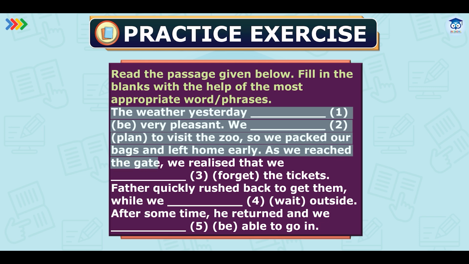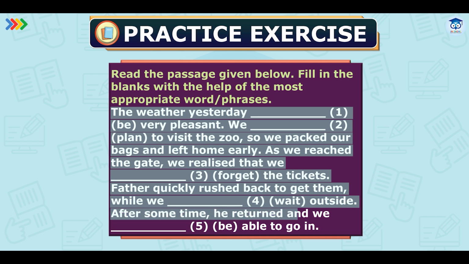As we reached the gate, we realized that we, blank 3, forget the tickets. Father quickly rushed back to get them, while we, blank 4, wait outside. After some time, he returned and we, blank 5, be able to go in. Now, take a moment to think. What are the clues here? Look for time indicators like yesterday and check what the subject of each sentence is. Ready to check? Let's begin with the first sentence.